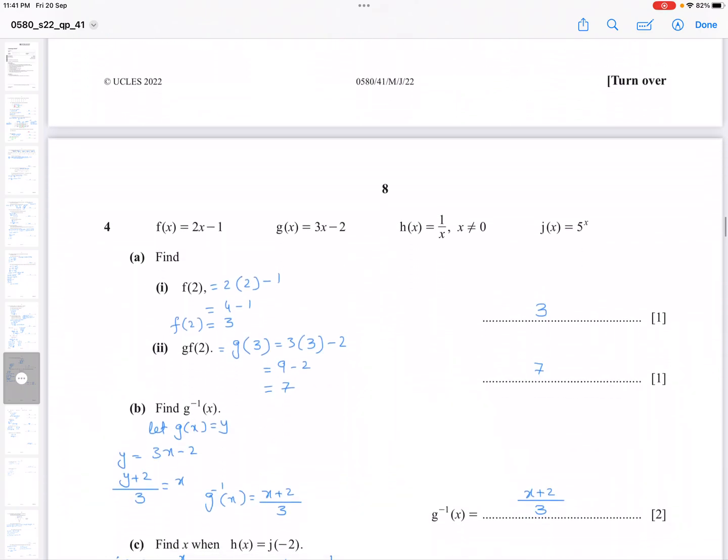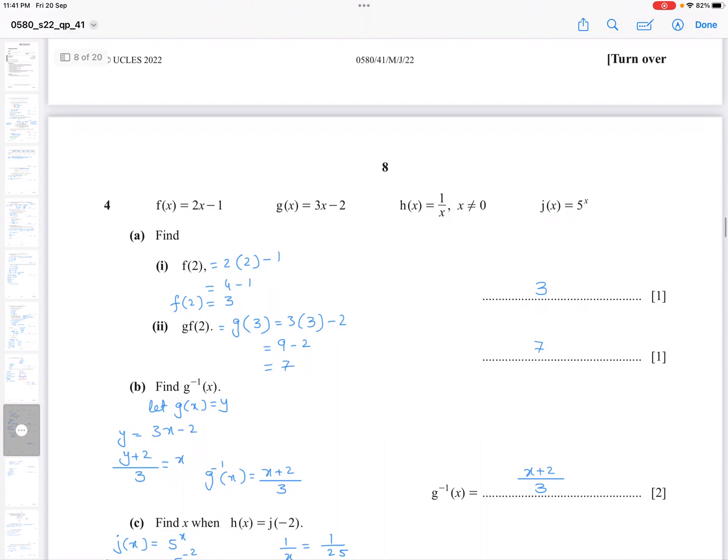Question number 4. f of x is equal to 2x minus 1, and g of x, h of x, all these functions are given. In part A1, find f of 2. You have just to place a value of x in the function f of x where you see 2. So you write 2 times 2 minus 1, which is 4 minus 1, and the final answer f of 2 would be equal to 3.